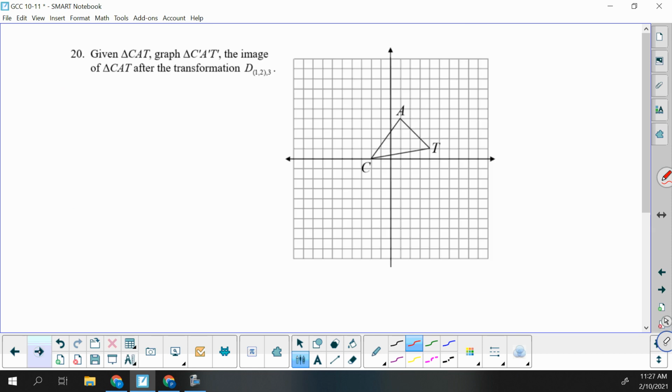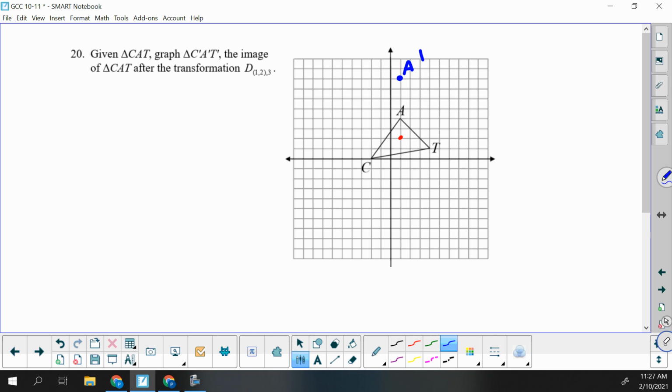Last one for this video, we'll look at number 20 on the next page. We have ACT, and we're going to dilate it with a center at 1, 2, and we're going to do a scale factor of 3. So let's just start with A. That's an easy one. A is 2 up from that point. If we multiply that by 3, that means we want to go 6 up. So 1, 2, 3, 4, 5, 6. A prime will be right here.